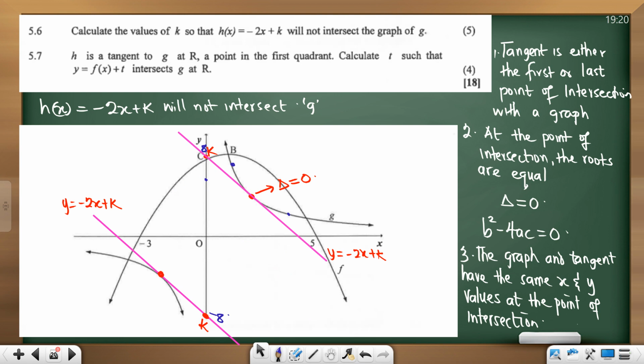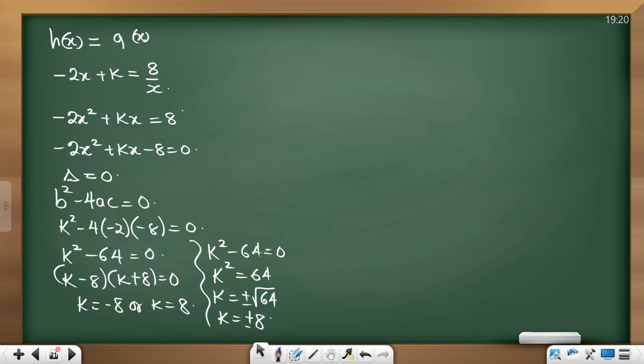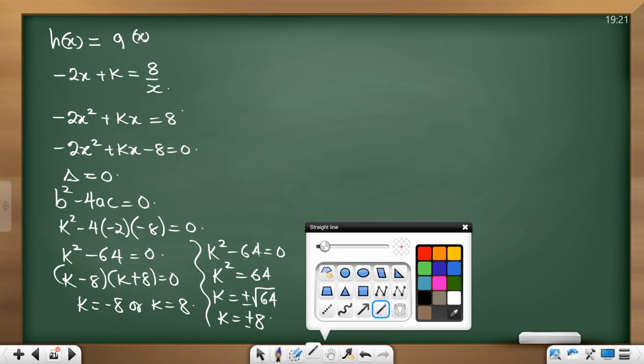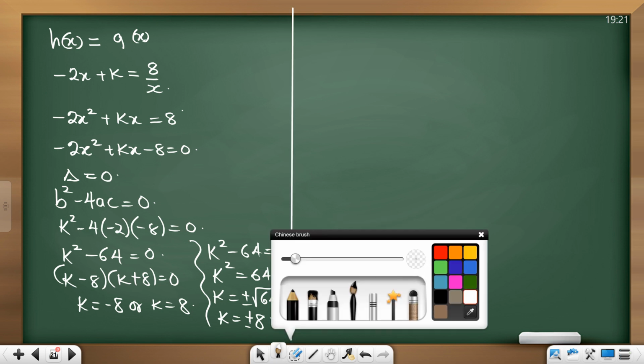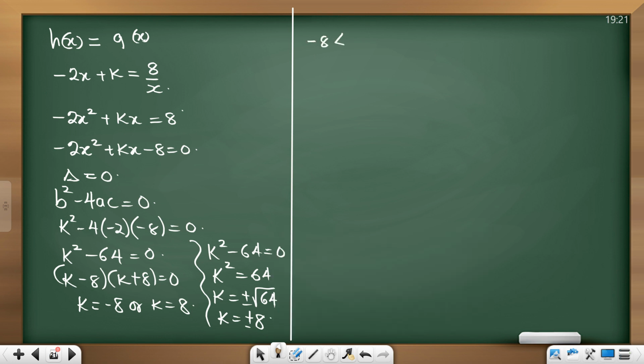So the maximum is 8. It decreases until I get negative 8. That's where it touches again. My answer should be k must be between negative 8 and positive 8. Negative 8 less than k less than 8. Anytime k lies between negative 8 and 8, my graph does not touch.